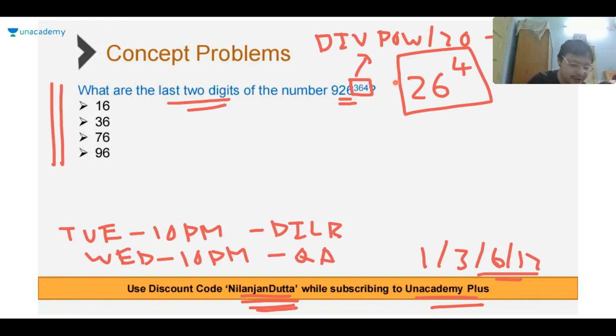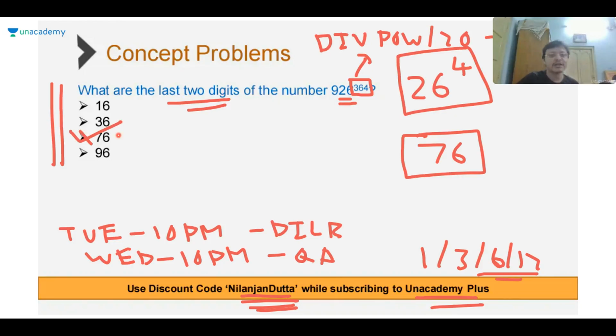Now you can use your calculator to do 26 into 26 into 26 into 26, which will give you the last two digits as 76, which means the answer is option C, that is 76.